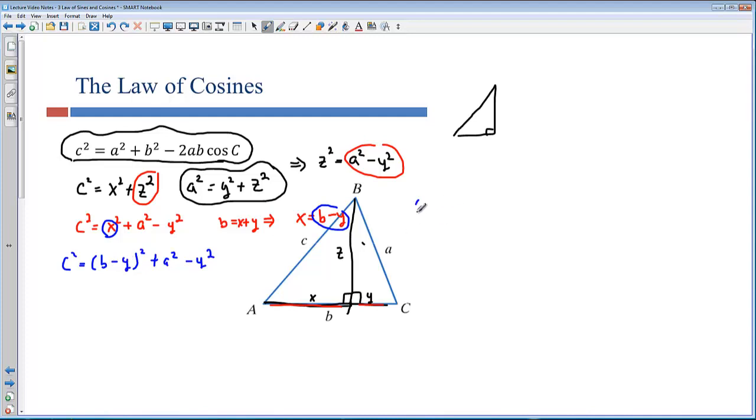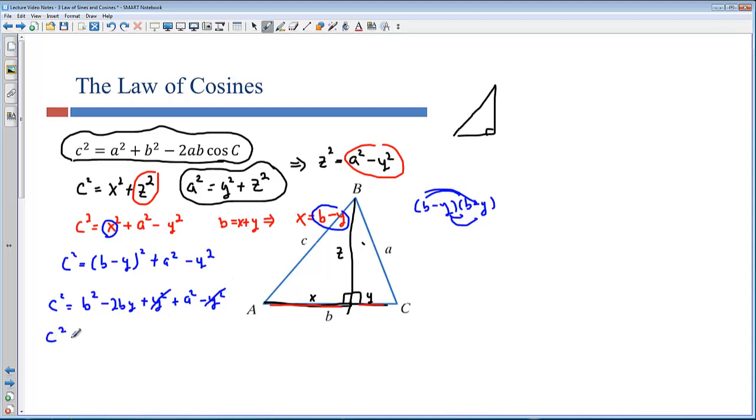We're just going to multiply out that (b minus y) squared, which remember is b minus y times b minus y. So when you FOIL this out, first, outer, inner, last, we get c squared equal to b squared, minus 2by, that middle term, plus y squared, and then plus our a squared and minus our y squared. And so these y squareds are going to cancel, which leaves us with what?